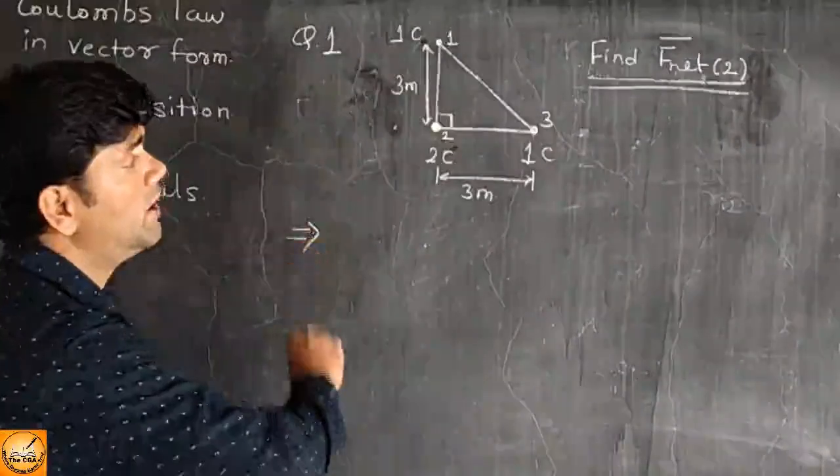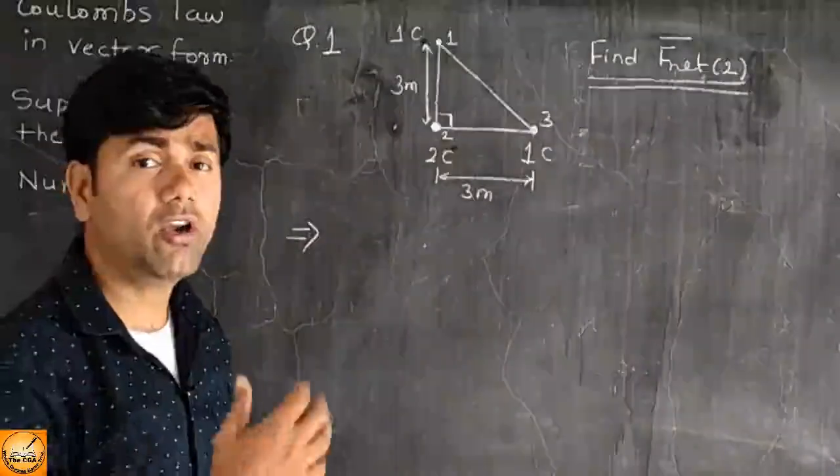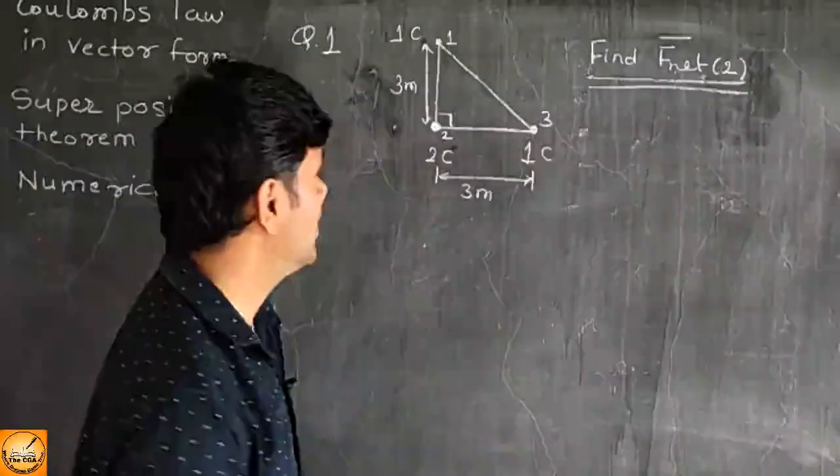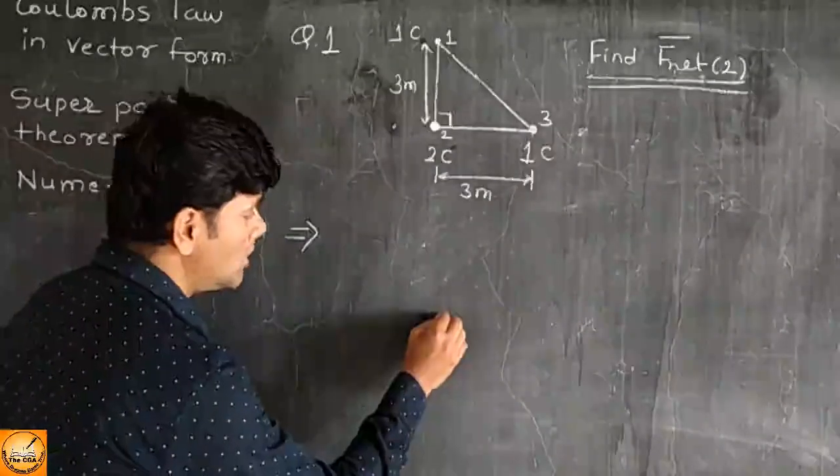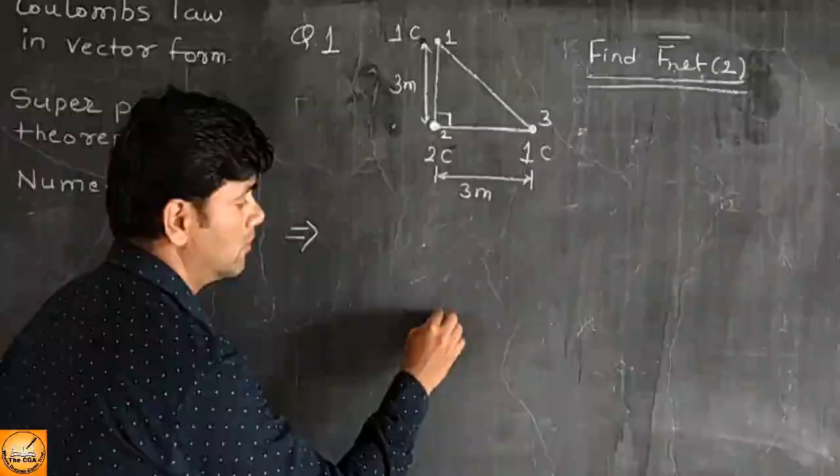If we want to find the net force, we first have to find what the individual forces acting on this 2 coulomb charge are. So first of all, let's draw this 2 coulomb charge over here, right?